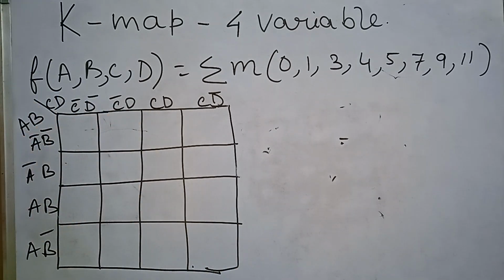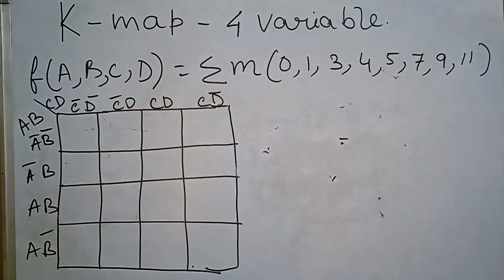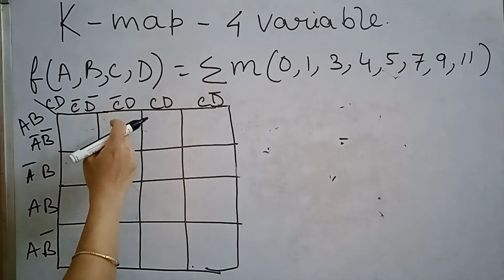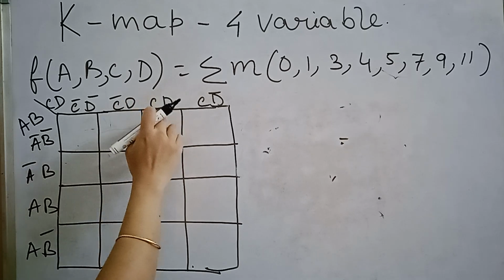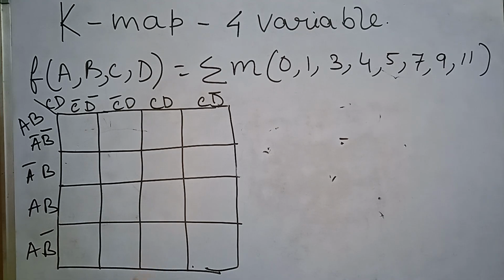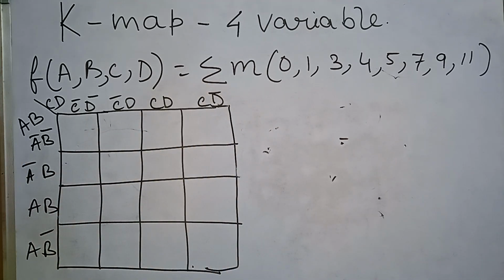Now column representation: C bar D bar, C bar D, C D, C D bar. The first column is 0, 0, so C bar D bar, then 0, 1, so C bar D. Now the next one will be C D, because of the same principle, two consecutive columns cannot differ by more than one bit position. Then C D bar.